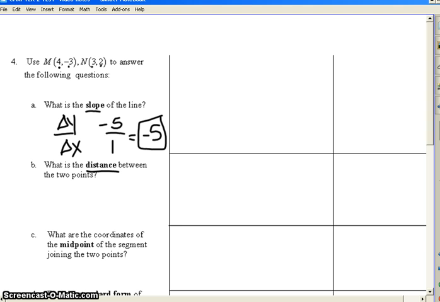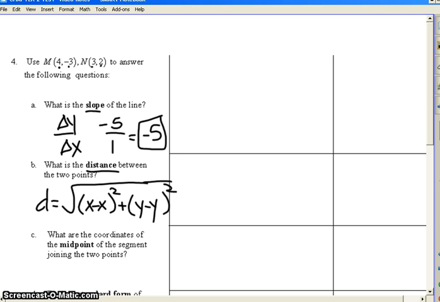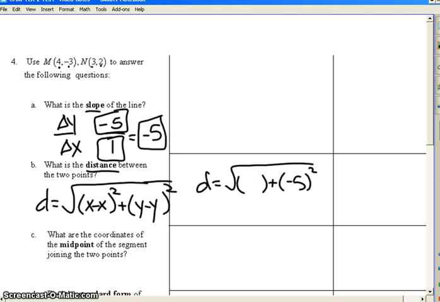What is the distance between the 2 points? The distance is the square root of x minus x and y minus y. Okay, so remember, we can just use the work that we've already done. When we found the change in y, we got negative 5. So negative 5 squared. And when we found the change in x, we got 1. So 1 squared.